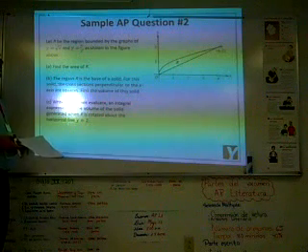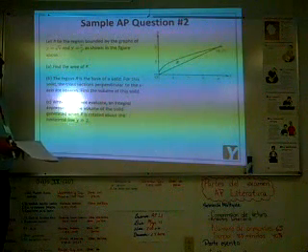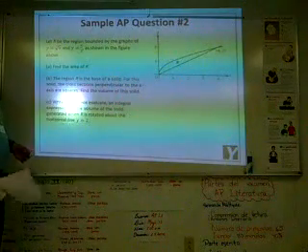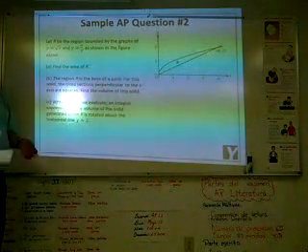So we have region R, which is bounded by the graph of the square root of x and x over 2, as we can see over there. Part A, we're going to be asked to find the area of R. We should be pretty comfortable with that.